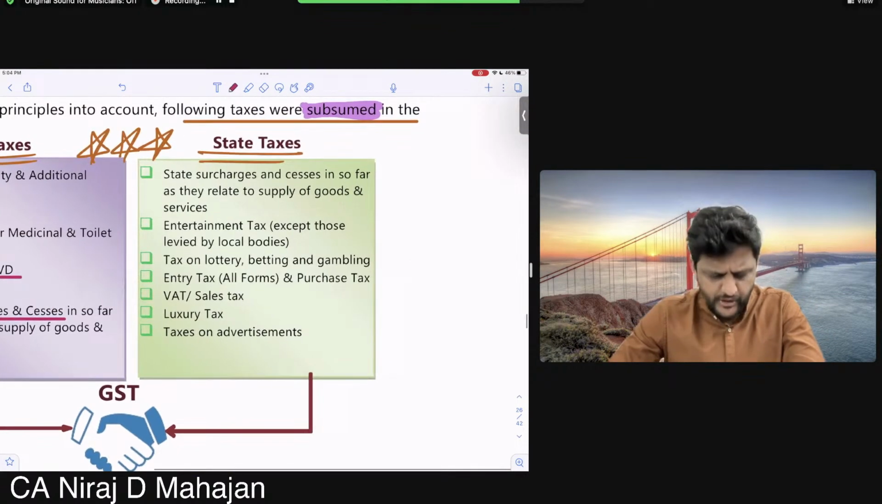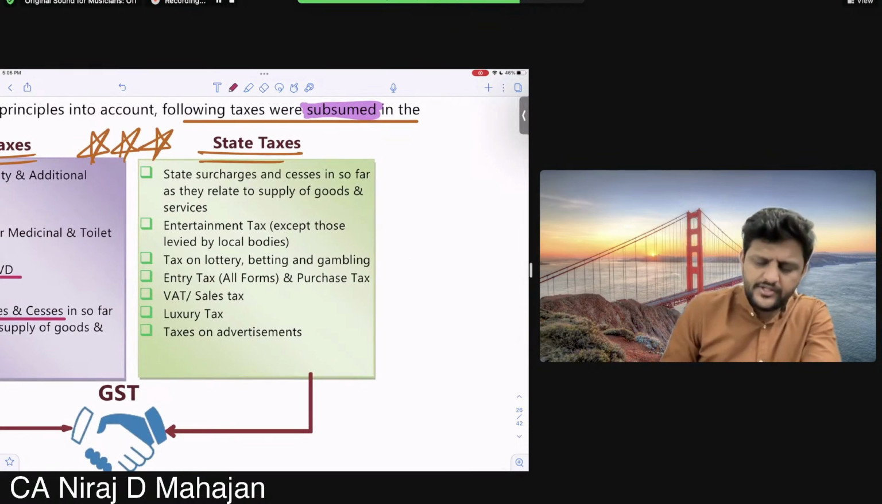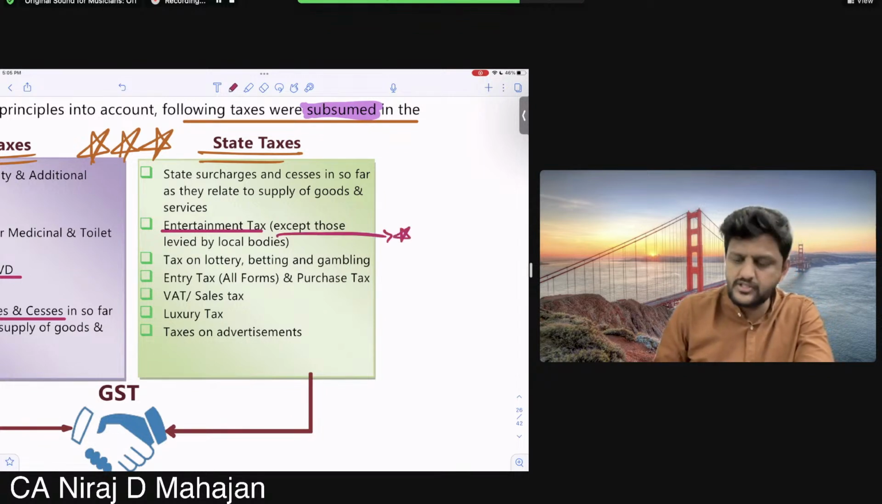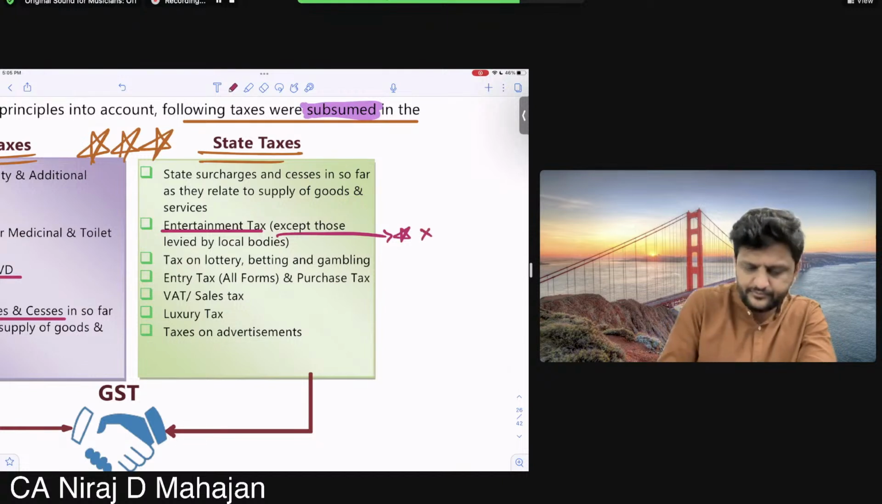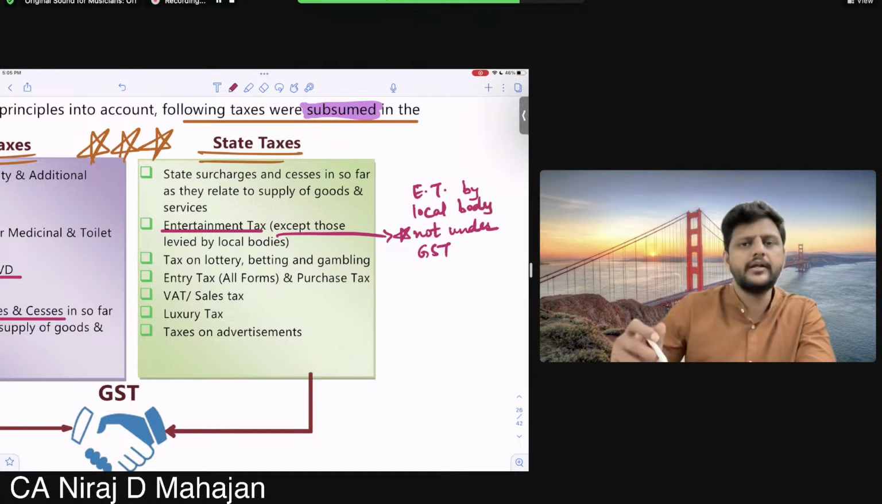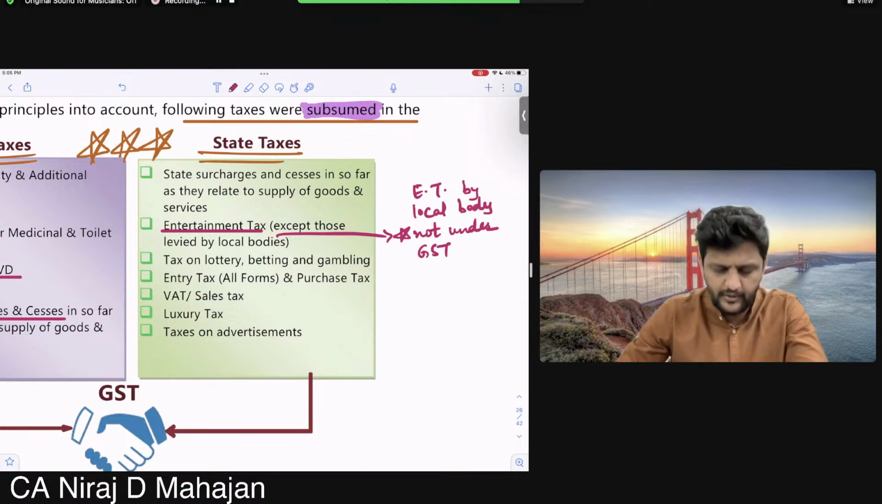And what are part of state? Check. State surcharges and cesses insofar as they relate to supply of goods and services. Entertainment tax, except those levied by local bodies. So this is not part of GST. Which one? Entertainment tax, ET, by local body. Understood or no? Local body means what? Municipality, corporation, all of them.